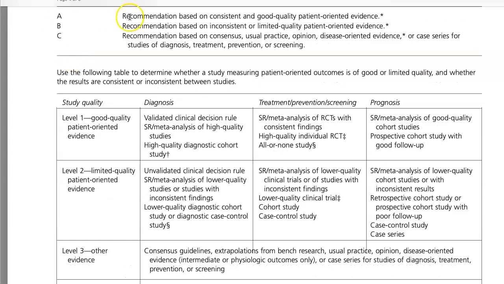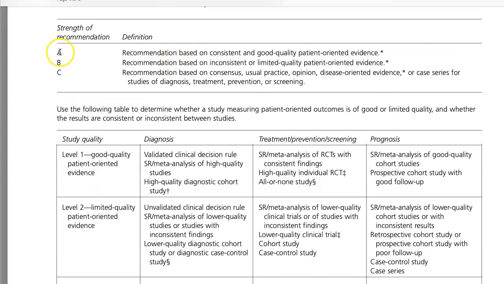A C, we have some clinical practice. Most of the articles that we're going to be using for our paper or our assignment are not going to be a C level because we're not using these types of articles. It should be an A or B recommendation.